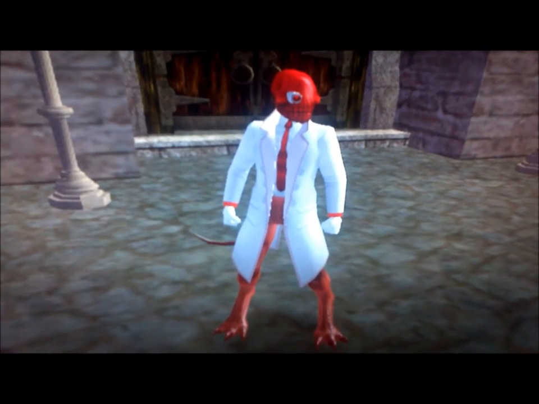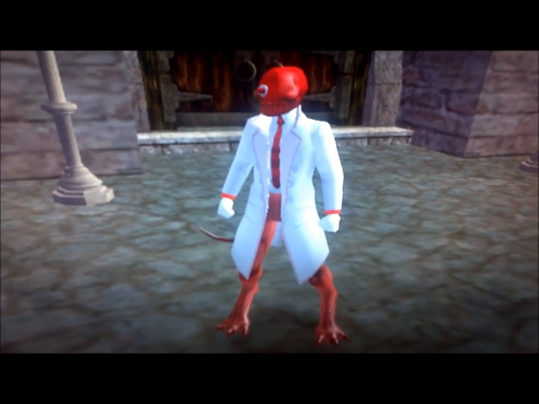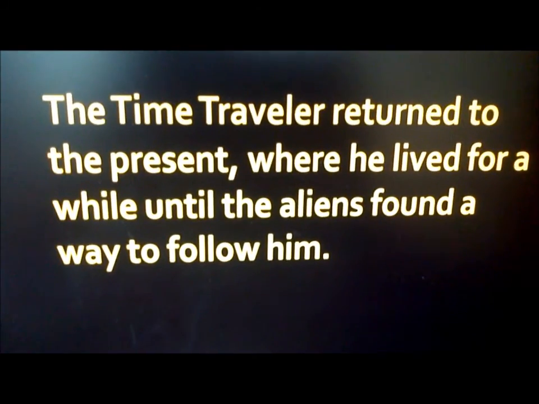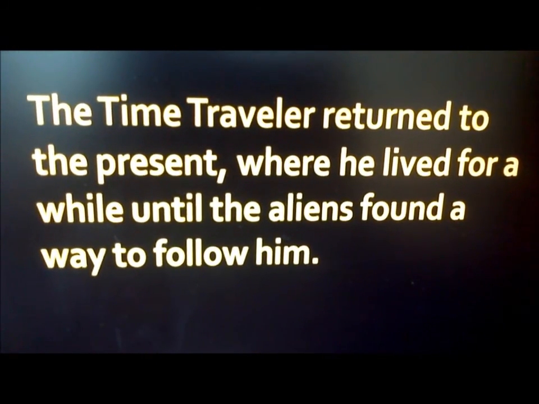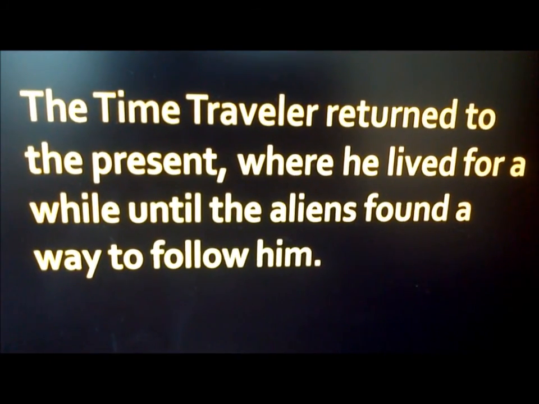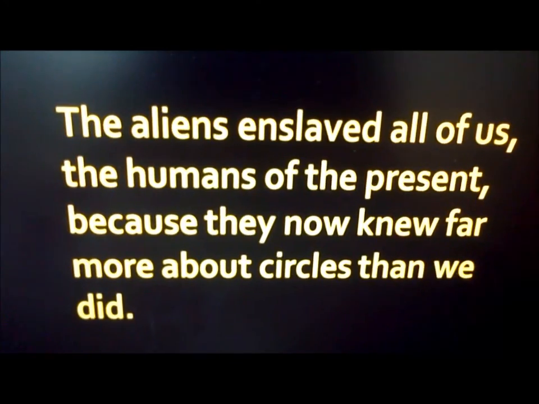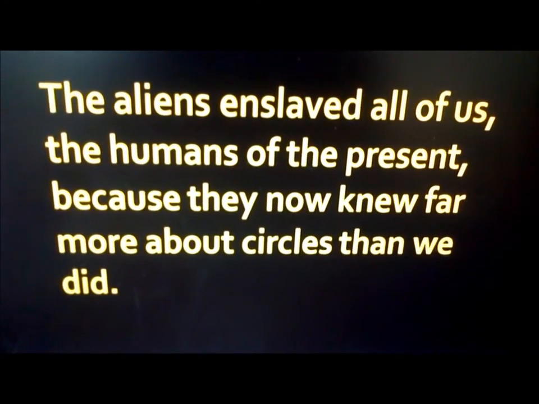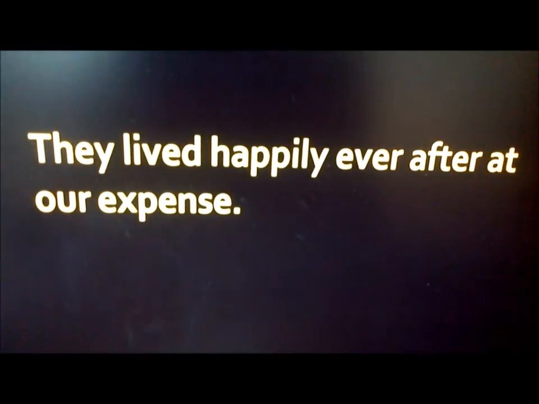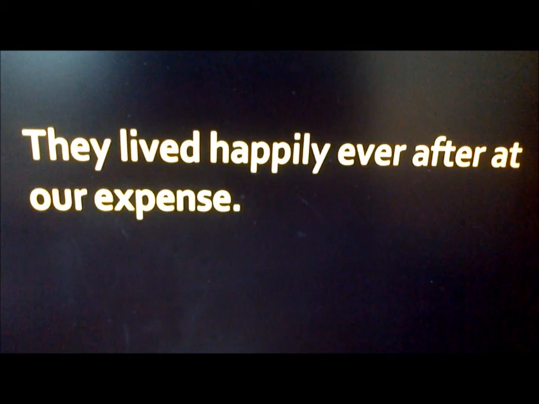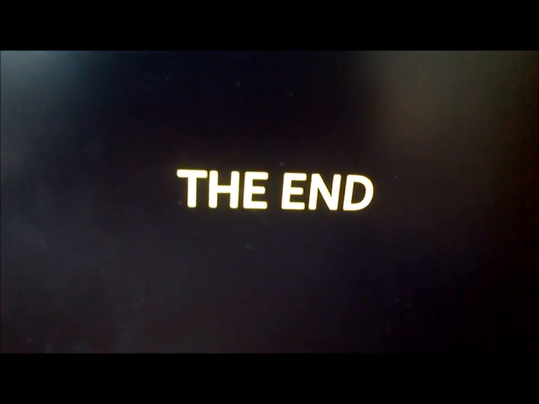Hey, as some scorpion locked in Mortal Kombat said, get over here. The time traveler returned to the present, where he lived for a while until the aliens found a way to follow him. The aliens enslaved all of us, the humans of the present, because they now knew far more about circles than we did. They lived happily ever after at our expense. The end.